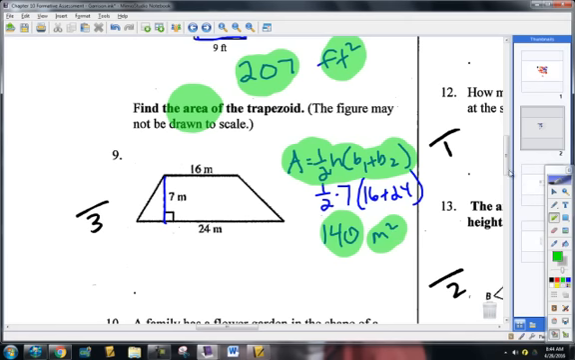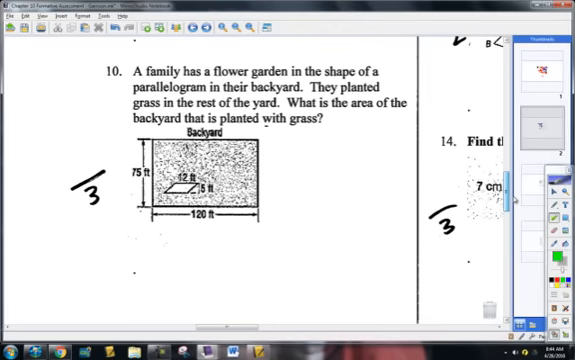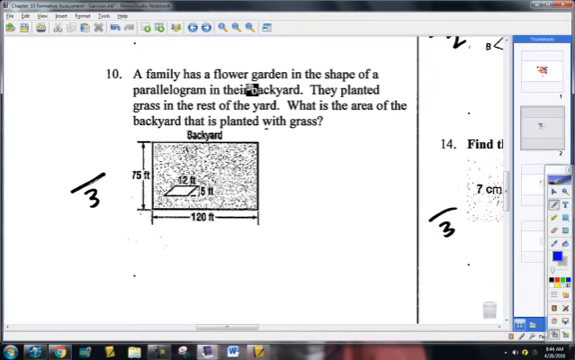Number 10. A family has a flower garden in the shape of a parallelogram. This right here is the flower garden. It's a parallelogram. They planted grass in the rest of the yard. That's what the little speckled stuff is, grass being planted. What is the area of the backyard that is planted with grass?